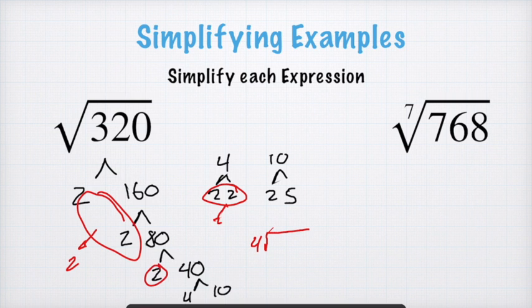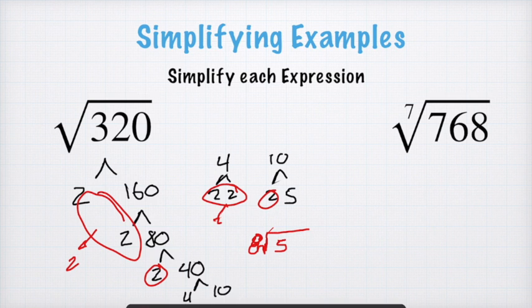Oh, there's another one. There's another set. Oops. So this is actually 2 times 2 times 2, which is 8. 8, and the only thing that's left over is a 5, so that's how we simplify it. This square root of 320 is actually 8 times the square root of 5.